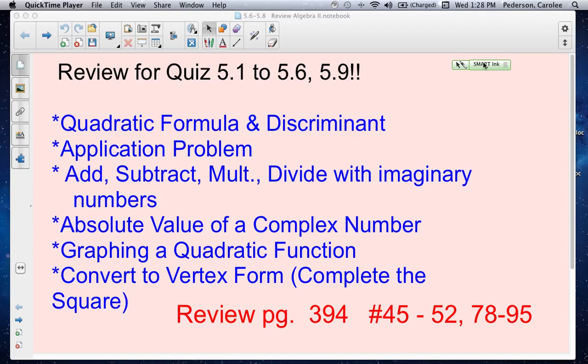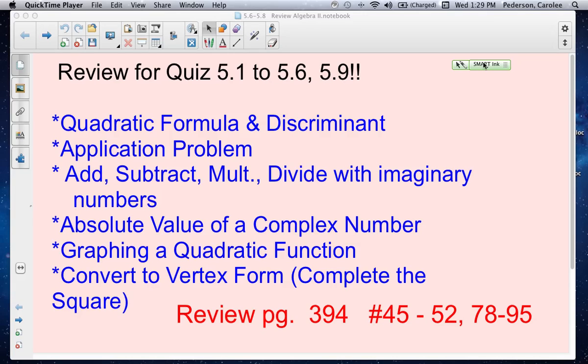This is a review for 5.1 to 5.6 and then 5.9. Here are some of the topics that will be covered on tomorrow's quiz. Make sure you know the memorization of the quadratic formula and how to use it and how to find the discriminant. Remember, the discriminant is underneath the radical in the quadratic formula. And it tells you if you have a real solution or a complex solution.